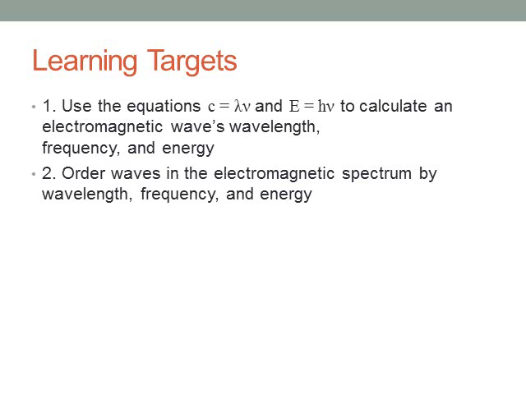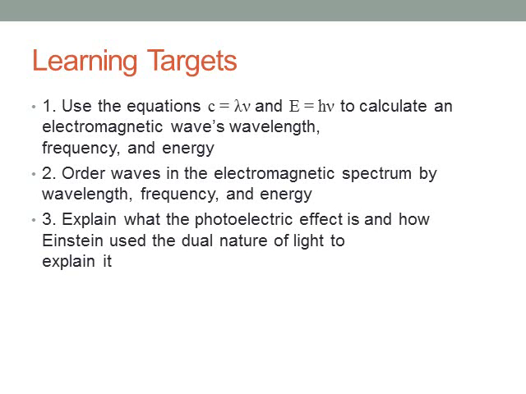There are three learning targets in this unit, and you can just read them here. The one we're going to focus on to start with is this first one. We want to be able to use the equations c equals lambda nu and E equals h nu to calculate an electromagnetic wave's wavelength, frequency, and energy. Actually, the only one we're going to be concerned about is this first one, c equals lambda nu. We'll explain what that is. The E equals h nu we will get to in a later video, not in this video. And we'll also hit the second learning target in this video as well.